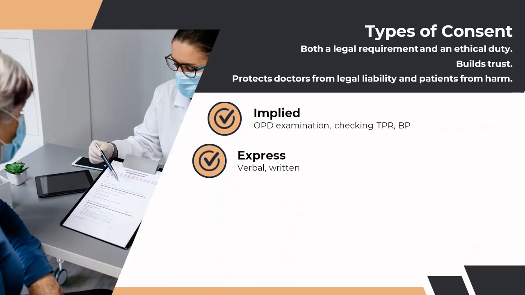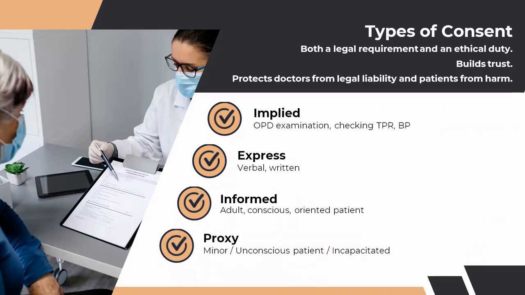The patient says yes, that's a verbal consent, or you take a written consent. Informed consent is what we already saw. And proxy consent, like I said, is for a minor patient, an unconscious patient, and a mentally unwell or incapacitated patient. These are the patients who need proxy consent. So these are some of the types of consent that you see.